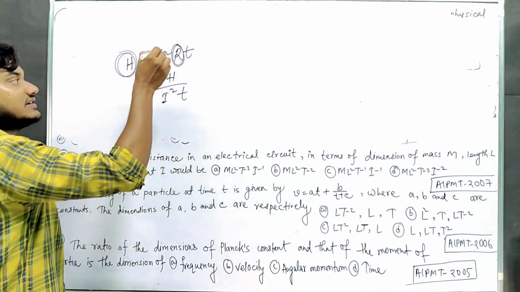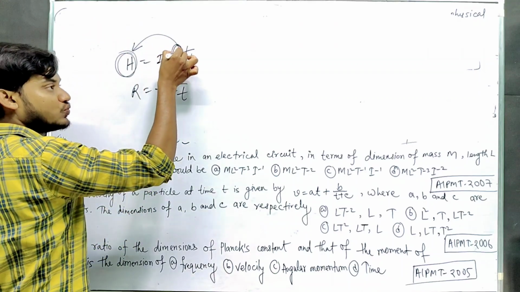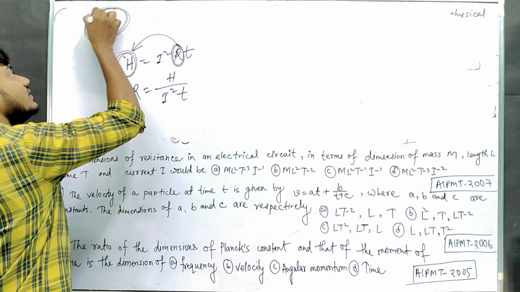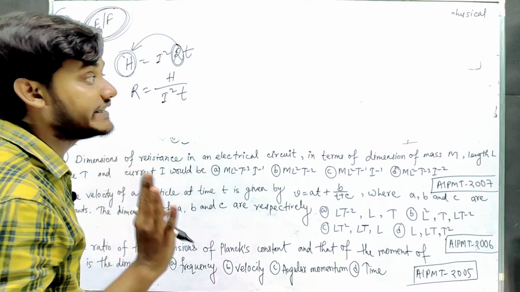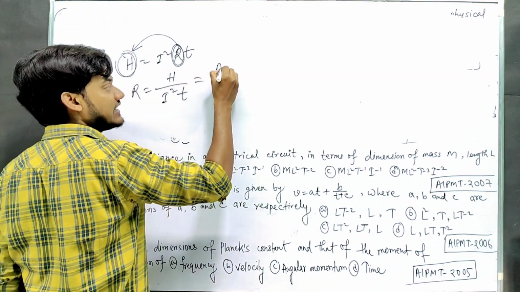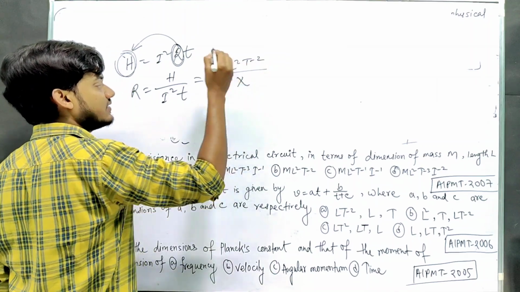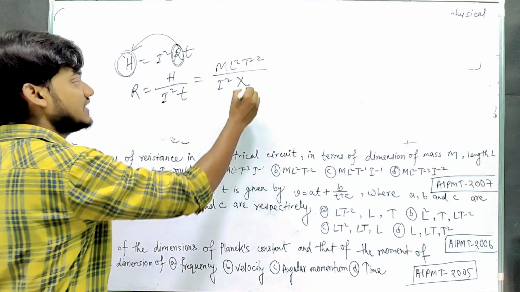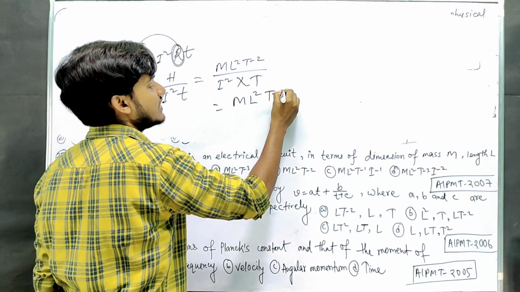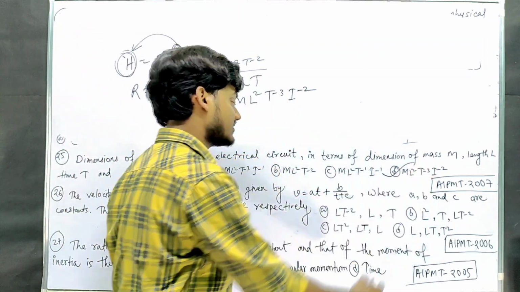You have to find the relation between that physical quantity and energy or force. Then you can find the dimension very easily. Okay, so H means heat, heat means energy, M L square T inverse 2, I square, small t time T, so M L square T inverse 3 I inverse 2, option D is correct.